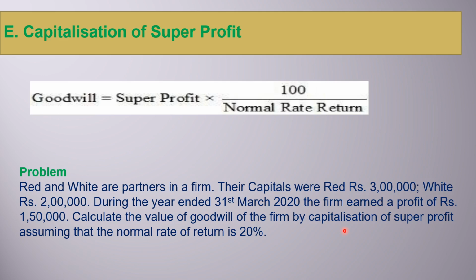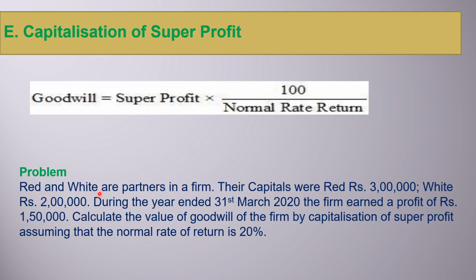So when you find out the value of goodwill under the capitalization of super profit method, that time it is super profit into 100 by NRR. Very simple. This is the formula: goodwill equals SP into 100 divided by NRR, normal rate of return. Here is one problem.